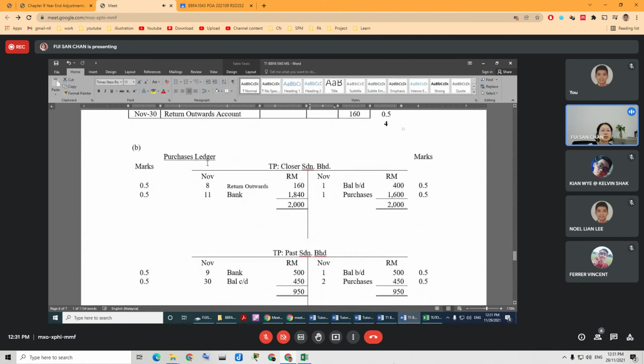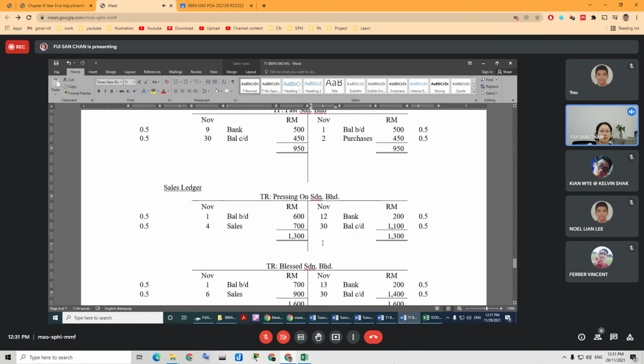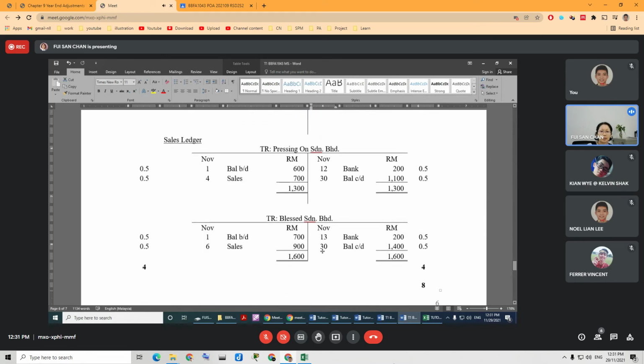Purchases ledger is your supplier, individual account. Now, here, this one, you see half mark. So if you did not put this opening balance, basically you already lose 2 marks. 2 marks already fly away because you did not put. So this is your individual account according to what you have recorded in your journal. Sales ledger is your customer.